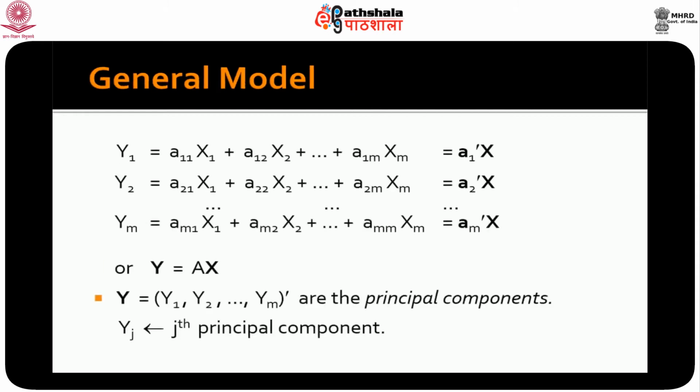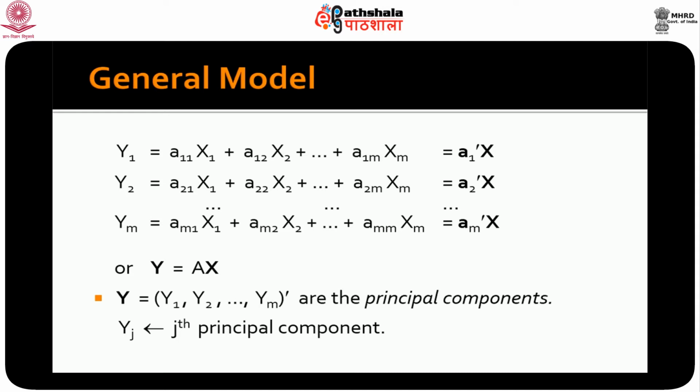Now, let us look at the general model for principal components. We have m variables x 1, x 2, x m. These are the original variables, and m may be very large. What we do is take a linear combination of x 1, x 2, x m and form y 1. So, a 1 1, a 1 2, a 1 m are the coefficients, and we write y 1 as the vector a 1 prime, that is a 1 1, a 1 2, a 1 m, times the x vector. So, this is one transformation.